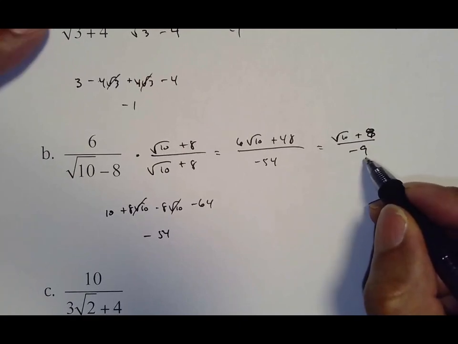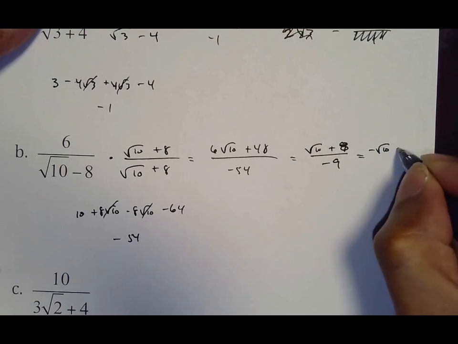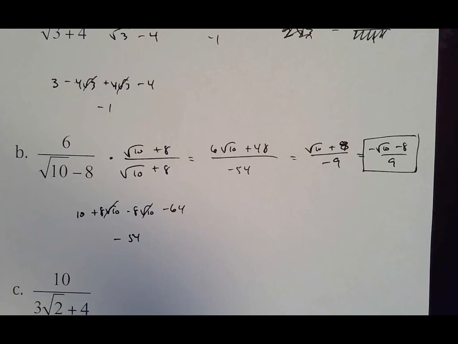Now remember that we don't want to have a negative on the bottom, so we end up with negative root 10 minus 8 over 9, because you can't have a radical on the bottom. You also cannot have a negative number on the bottom of a fraction. So just keep that in mind as you go.